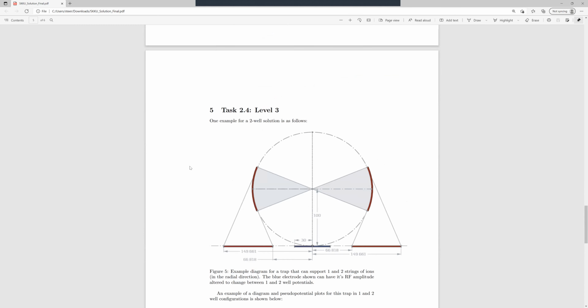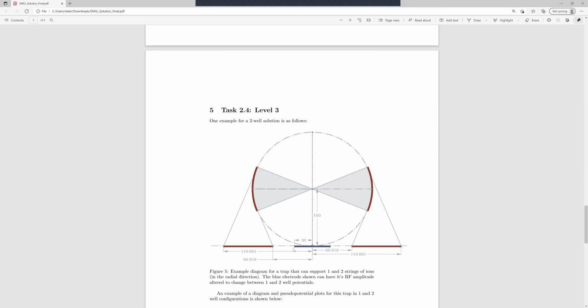So finally, for the last challenge problem, we had to create a trap that could support two parallel wells of ions. 예, 그리고 마지막 문제는 two parallel wells of ions, right? Yes. 두 개의 평행한 아이온 웰을 만드는 것입니다. One example of a solution is to use 3 rails, the 2 red ones and a blue one here.